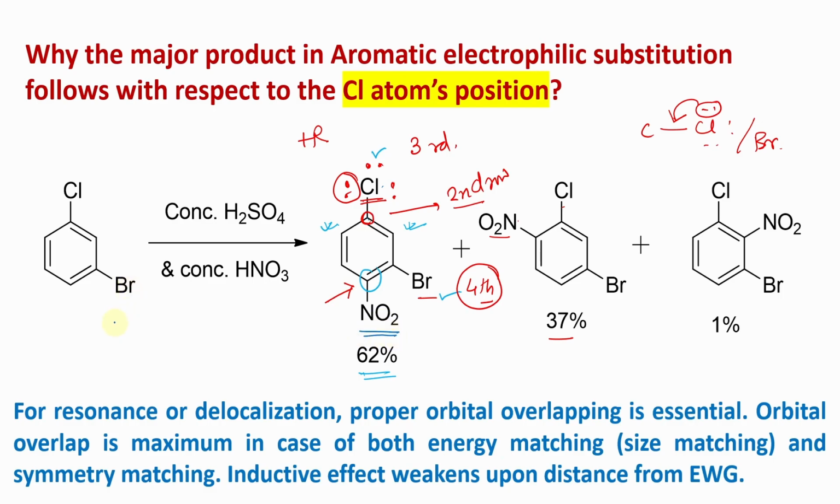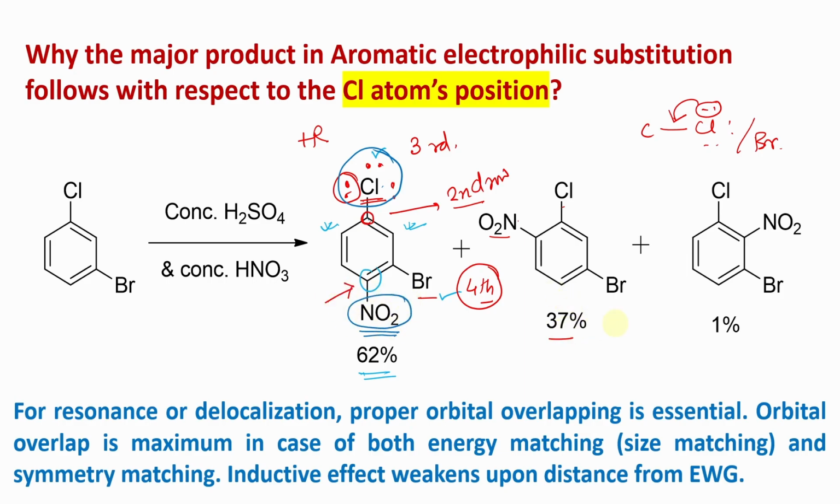Second point, generally we observe that in aromatic electrophilic substitution, para products are the major products. Generally, there are few exceptions. So that's why, since the effect of Cl is more, the para position with respect to Cl is produced as the major product. So this is the thing.